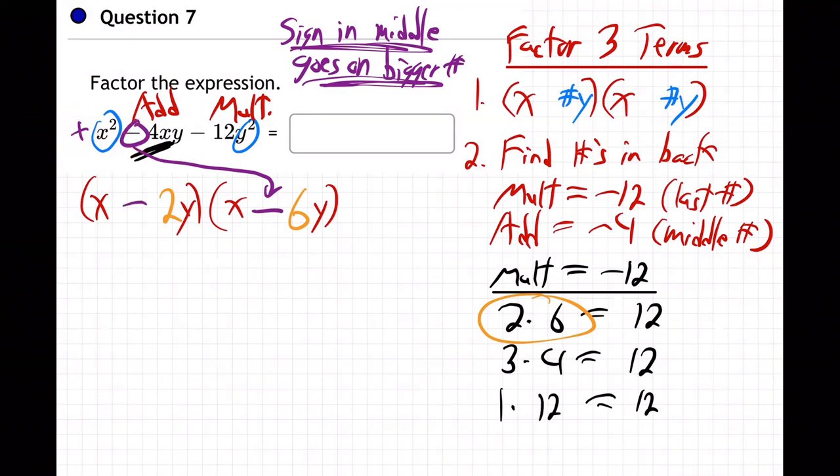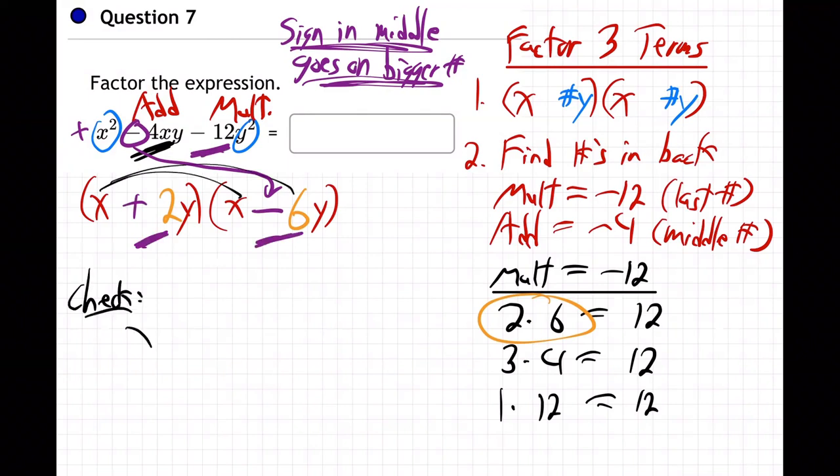Okay, and what's the other one? Well, that one's going to be plus. Why? Because plus 2 times minus 6 will make minus 12, and they'll add to be negative 4, right? 2 take away 6 is negative 4. So that's our answer. Let's check it just for fun. You don't have to check it. I like to see that it's really true and right.